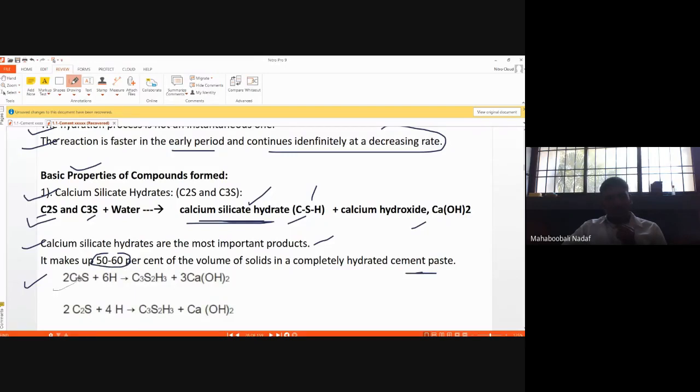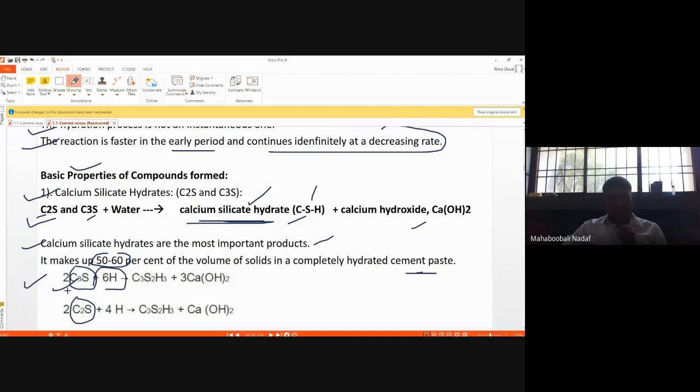2C3S plus 6H. What is H here? We have said H means H2O. C3S means what? 3CaO, 1SiO2. Like that we have understood in the beginning. Two molecules of tricalcium silicate, and two molecules of dicalcium silicate here.